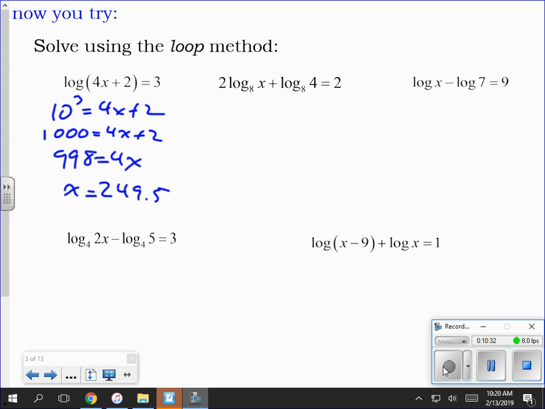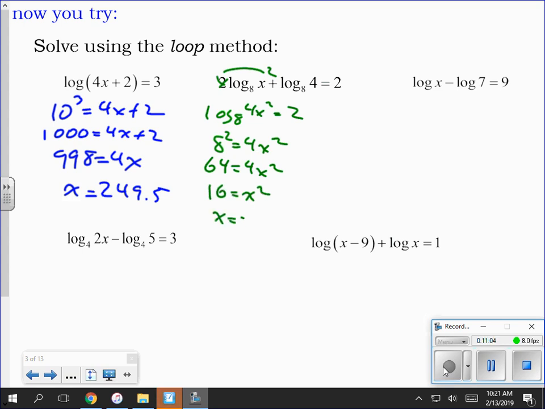Okay, next one. Bring up the 2 to get x squared, multiply it out. You get log base 8 of 4x squared is equal to 2. 8 squared equals 4x squared. 64 equals 4x squared. Divide by 4. 16 equals x squared. X equals 4.